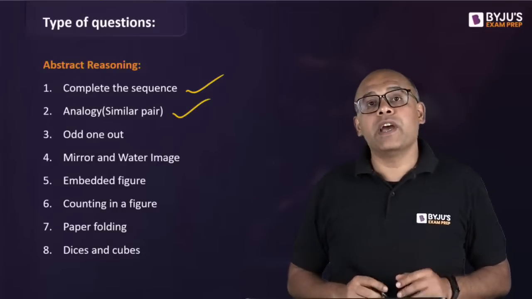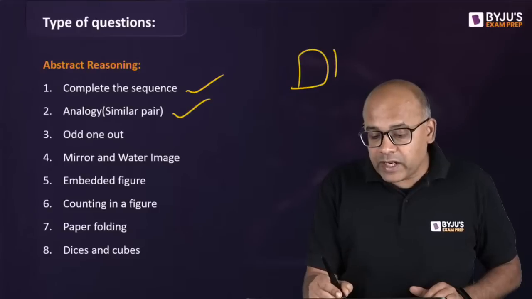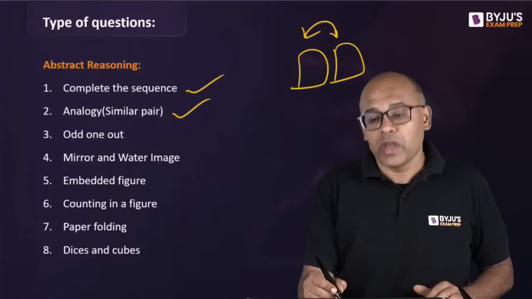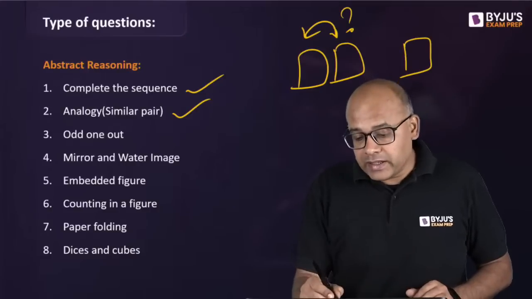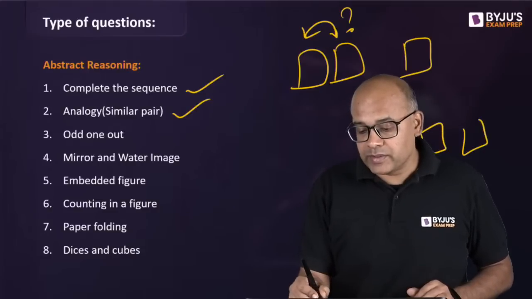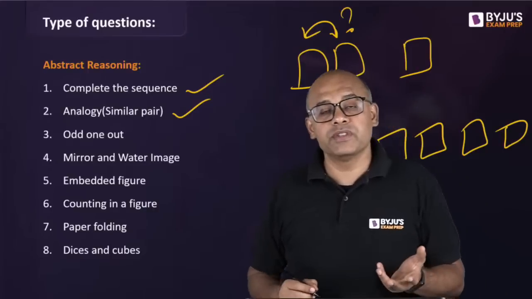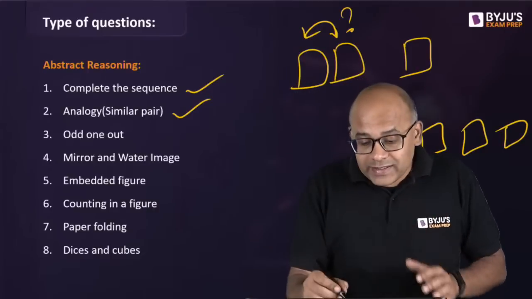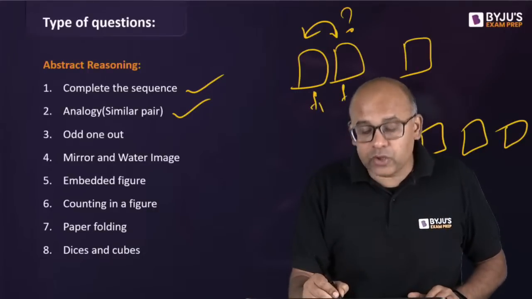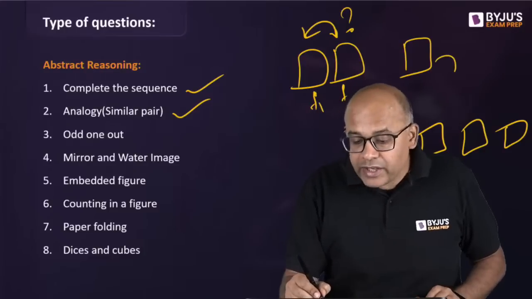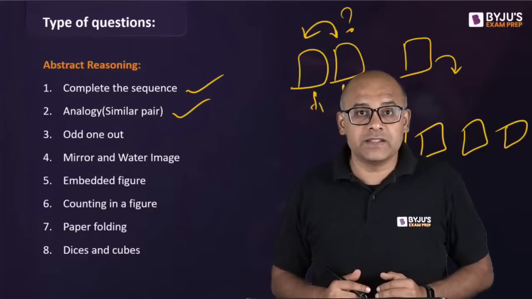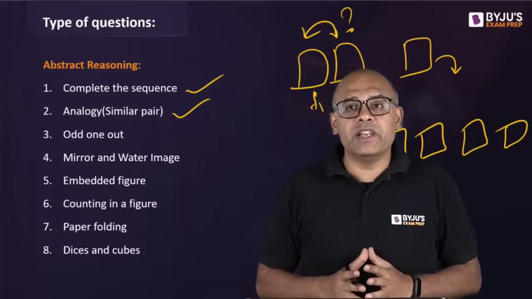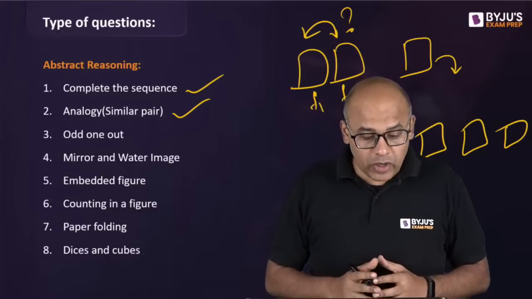Then analogy. Analogy is basically you have figure number 1 and figure number 2, and somehow they're related. You have to identify how they are related. Then they'll give you one figure, and the other 4 or 5 figures are in the options. You have to figure out the relation between figure 1 and figure 2, and a similar relation should be between the third figure and the fourth, which you have to identify as the answer. This is analogy typically, and yes, questions do come from analogy.